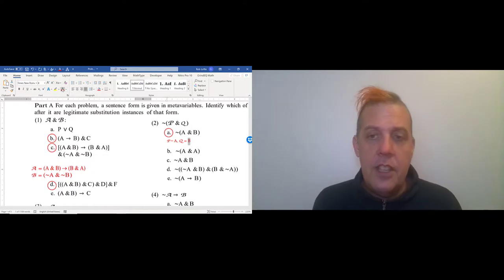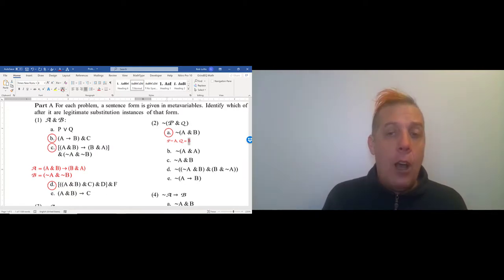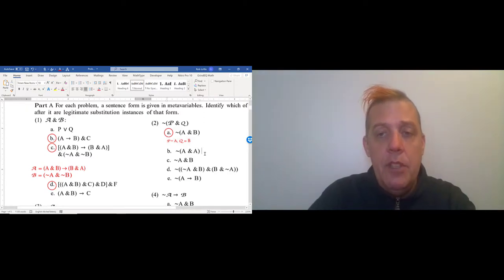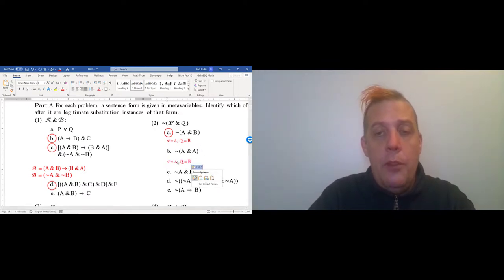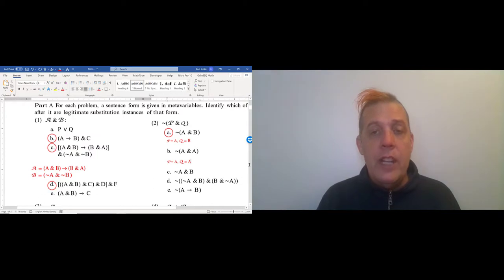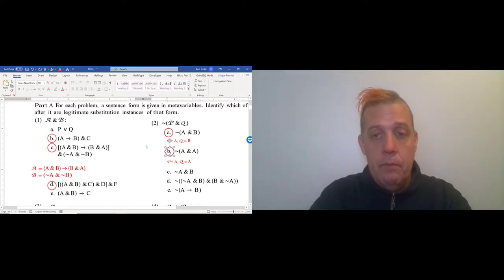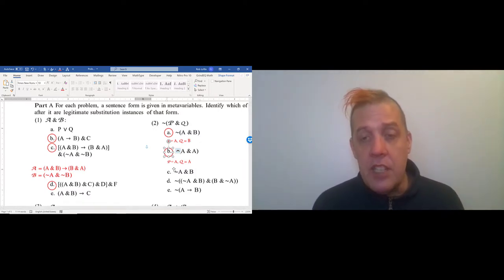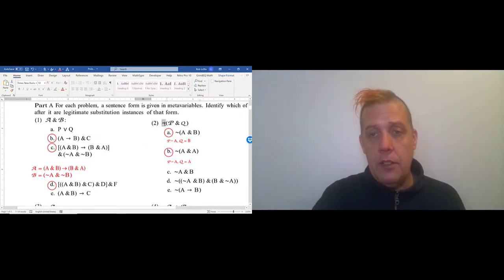For the next one, it says not A and A. You might think that's not allowed, but it is, because it is perfectly legit to substitute in the same sentence letter for both of the script letters, both of the meta variables. So if we say that P is A and Q is A, we get the sentence above, and that's totally okay. In fact, there are going to be times when you need to do that. C, on the other hand, doesn't work because the parentheses are gone. In our sentence frame, the main connective is the negation. But in C, the main connective is the and, so that doesn't work.